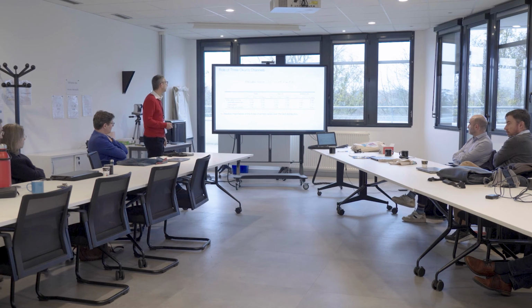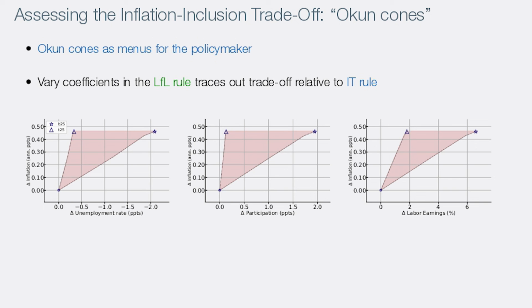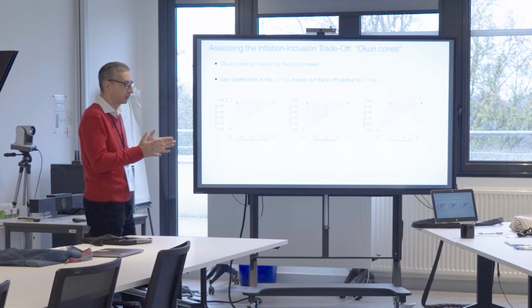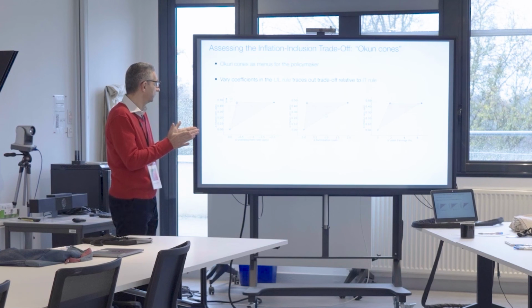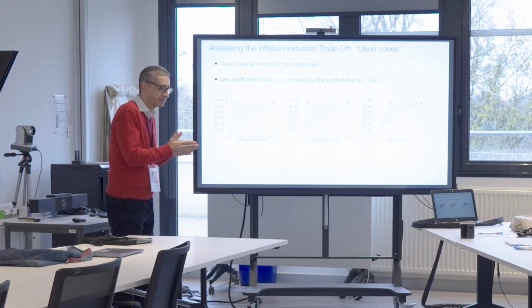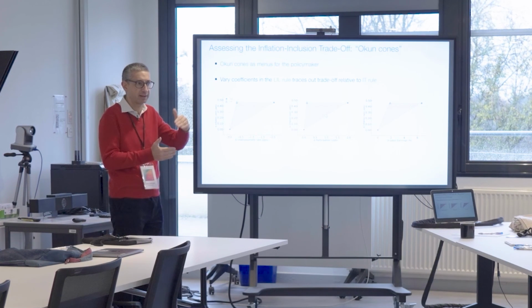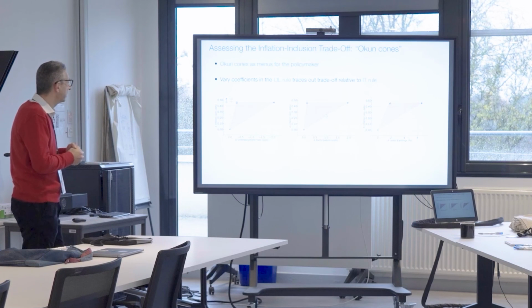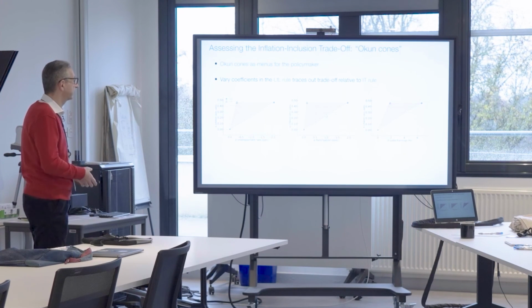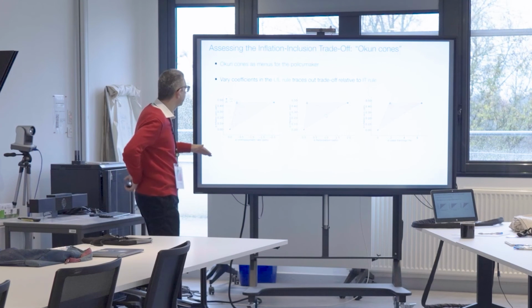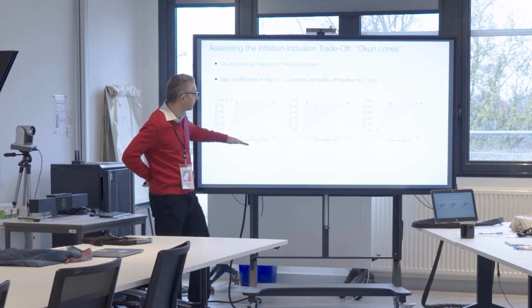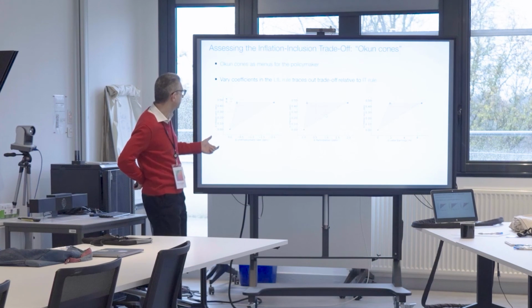So I want to conclude with this, which is a bit more fun. These things, we call them the Okun cones. So what are the Okun cones? It's a way to assess this inflation-inclusion trade-off for the policymaker. What we do is take this lower for longer rule and vary the coefficients of this rule to trace out this trade-off. Some rules are extremely tolerant during expansions, and others a bit less. And we compare these outcomes relative to inflation targeting, in terms of the gains in unemployment, participation, and earnings for the whole distribution, against inflation.